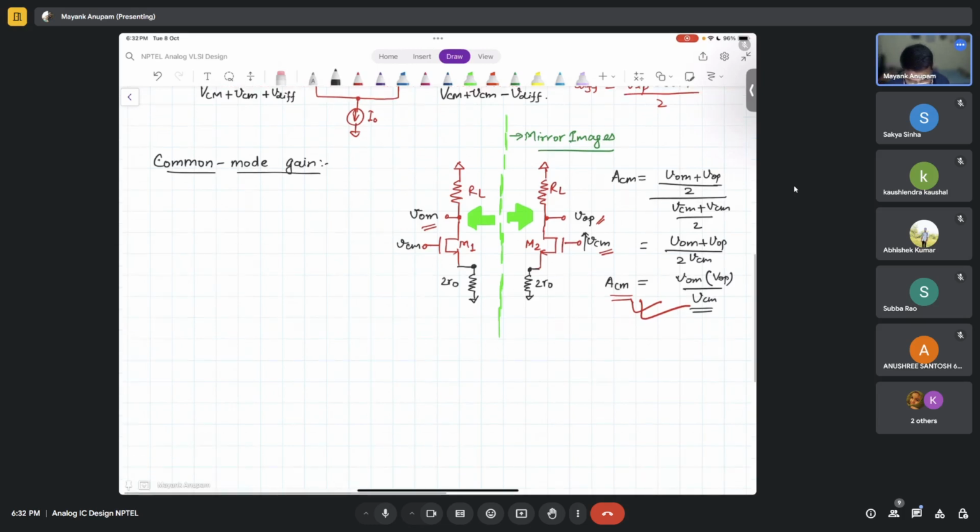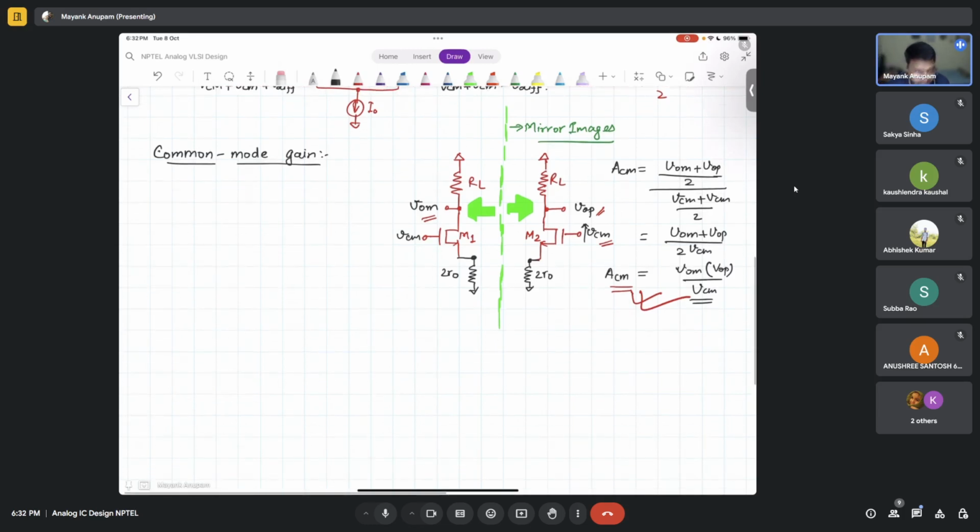Come on, guys. How do you find gain? Output voltage divided by input voltage. So that is anyway written here, VOM by VCM. So what is that? How do you find that? You remember, right? First you find out what is the short circuit current, right? And then you find out what is the output resistance. You multiply both of them, right? I mean, is it correct or not?